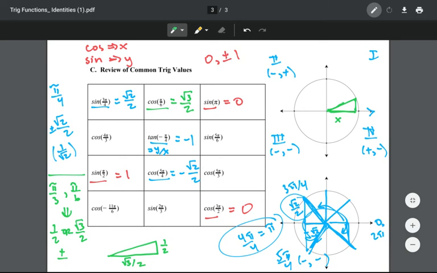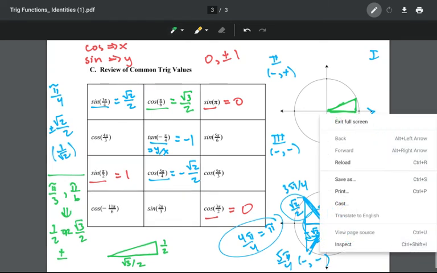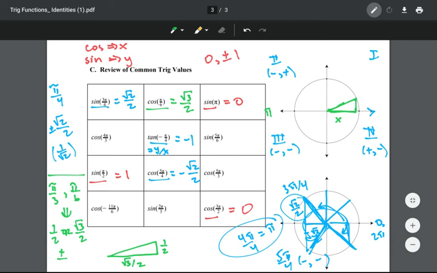Next, we have cosine of 4 pi thirds. Halfway around is pi, which would be 3 pi thirds. So I need to go one more. It's a 60-degree angle. Okay, so again, I've got this triangle that has a long side and a short side. This is traveling 4 pi thirds. I want cosine, which is the x again. So I want this side here, which is going to be negative, and it's the shorter side, so it's negative 1/2.